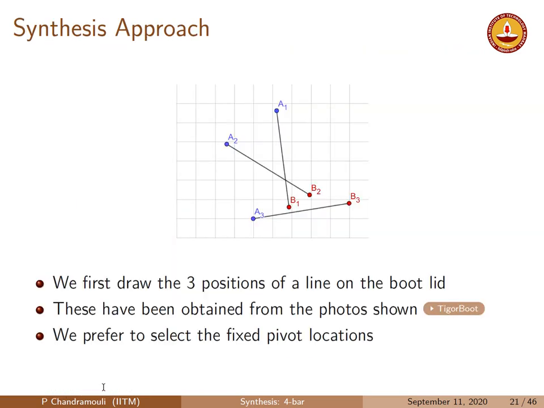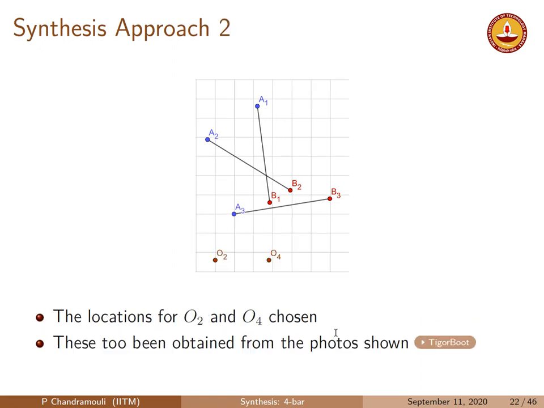These have been extracted by looking at the coordinates on the photograph, and I have ensured that the photograph itself is taken from a camera which is basically attached to a tripod, so that for the different sequences, the coordinates remain the same. All right. So now the first step approach we are going to do is the usual approach where we are going to say, look, let me select the fixed pivot locations for this 4 bar. Remember A1, B1, A2, B2, A3, B3 are all part of the coupler, which is what the boot lid is. So we are going to select the positions.